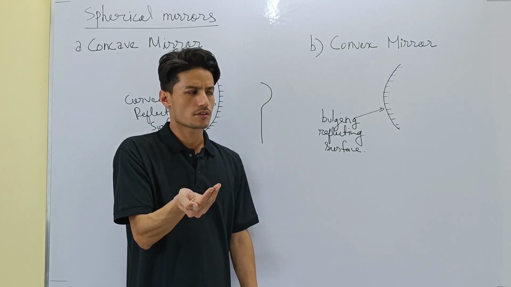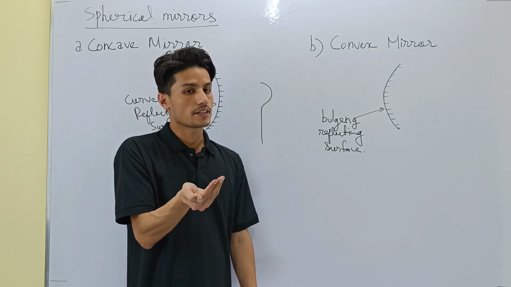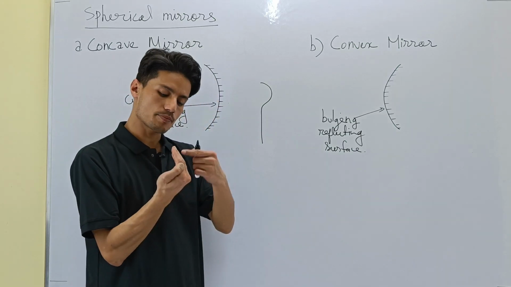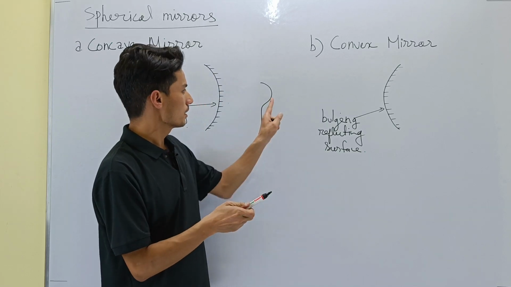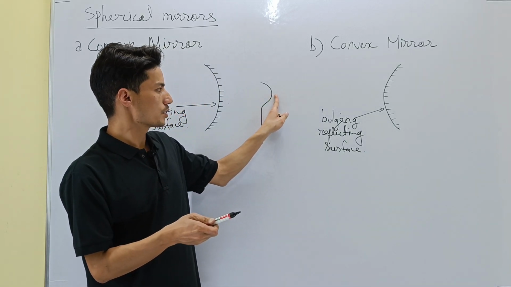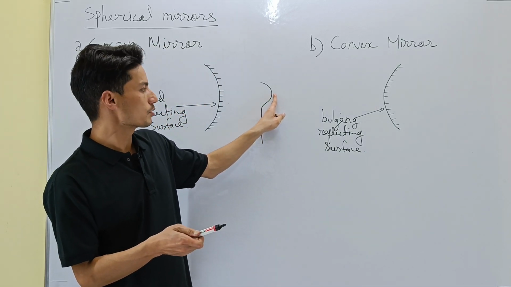Is it the concave region or the convex? It is definitely the concave. Okay, then this part, the other side, this side, the other side, this will be the convex. Okay, this will be the convex part.